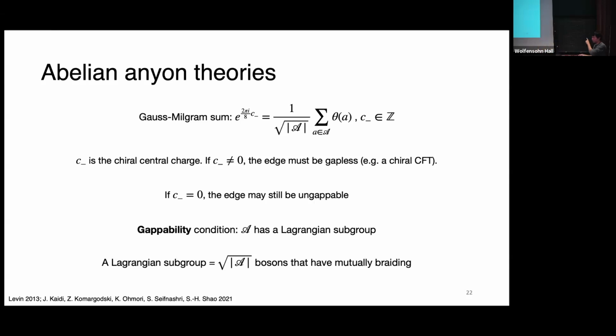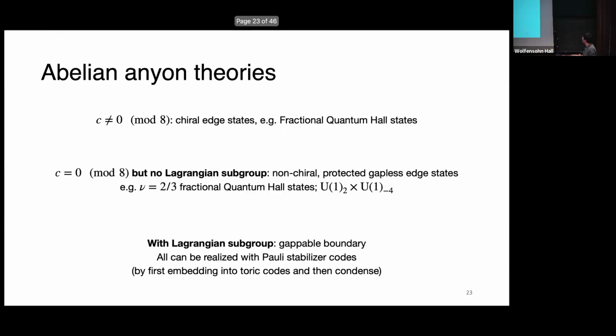So I'm going to state the precise conjecture. With these, we can now have a hierarchy of anyon series measured from how far away they are from a stabilizer state or commuting projector Hamiltonian. On the top we have the anyon series that has C not equal to 0 mod 8, and they have chiral edge states. For example, you see many of these in fractional quantum Hall states.